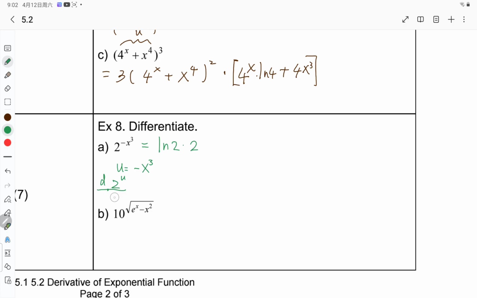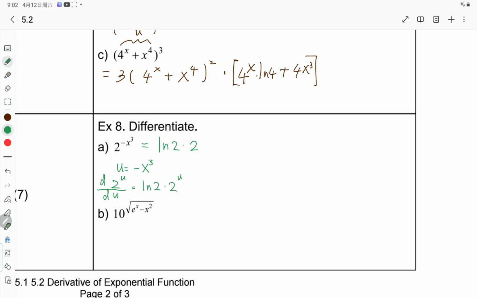Because d 2 to the u du is, again, we know this is ln 2, right? Ln, the base is 2, then times copy down 2 to the u, right?